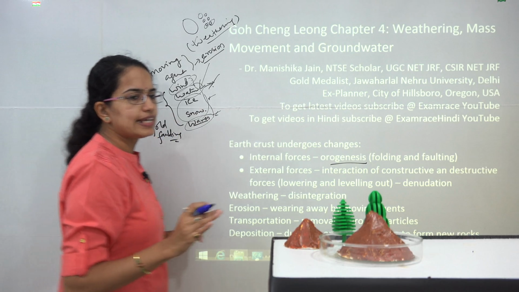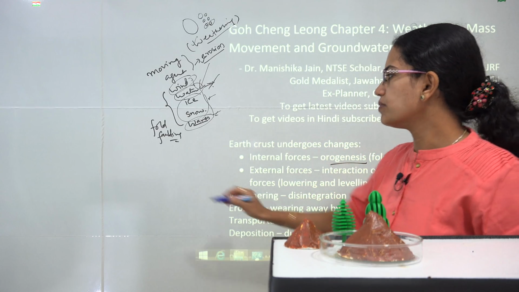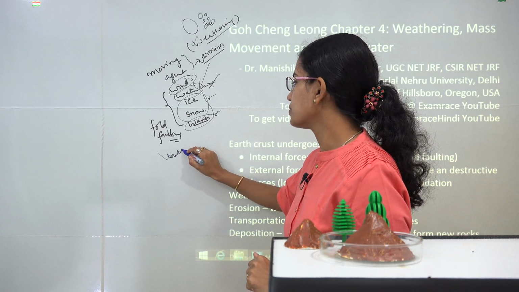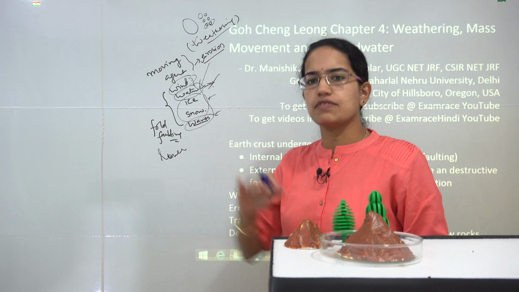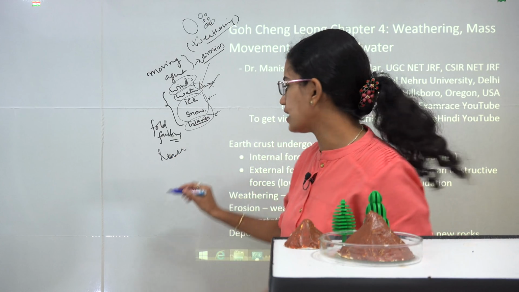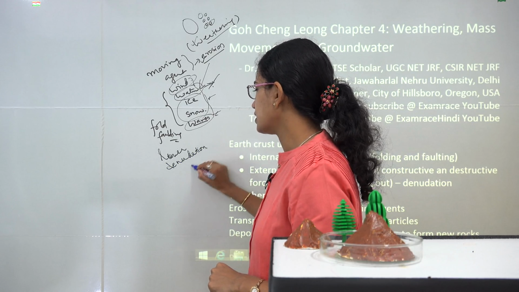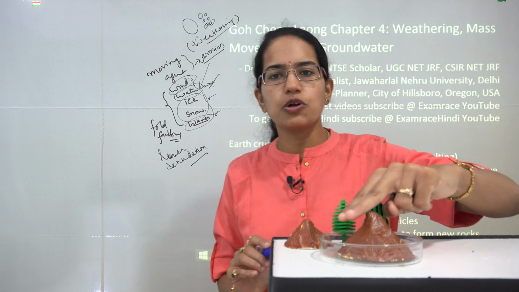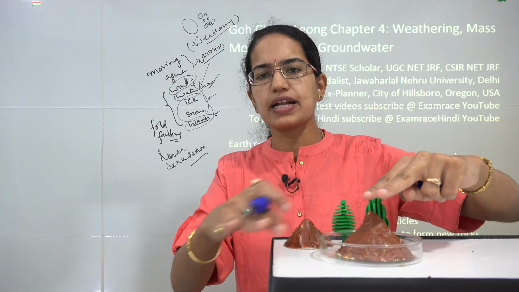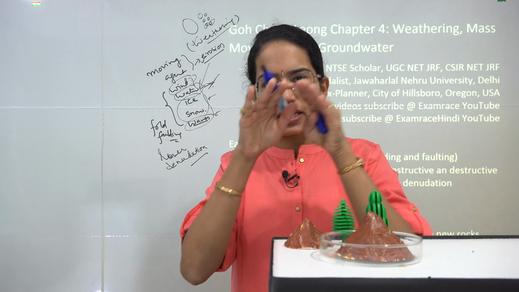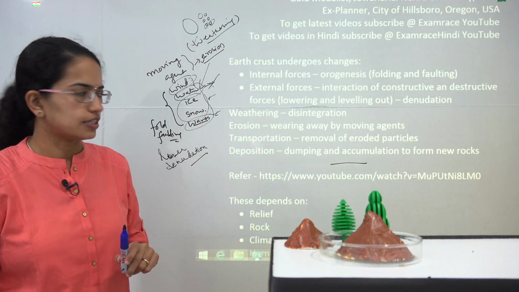Now what ultimately is the aim of the landform? The aim of the landform is to lower down the surface area, and this process of lowering the surface region is known as denudation. So what occurs in the process of denudation is, this is a mountain, it would erode, so the rocks would weather out here, it would erode, and ultimately this mountain would degrade in height or lower in height, and that process is known as denudation.